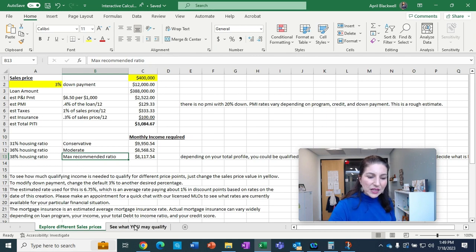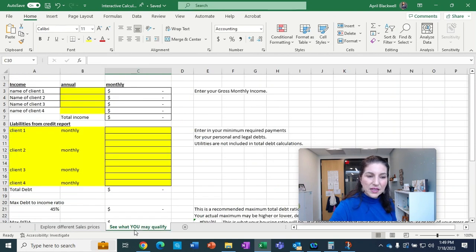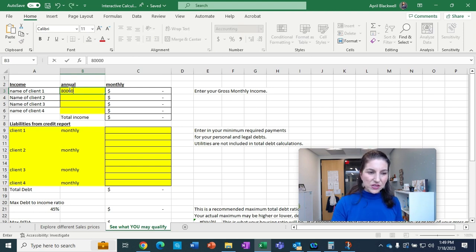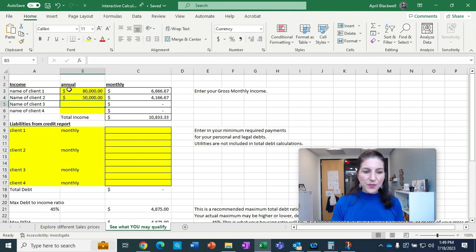Now, let's take a look at this other calculator: see what you may qualify for. Now we have up to 4 different applicants here. Let's just say it's you and a friend, and again, yellow is the only thing you need to touch. Do not touch anything else. $80,000 is your income, and your buddy makes $50,000 a year. Together that's $130,000 a year, or $10,833 a month.